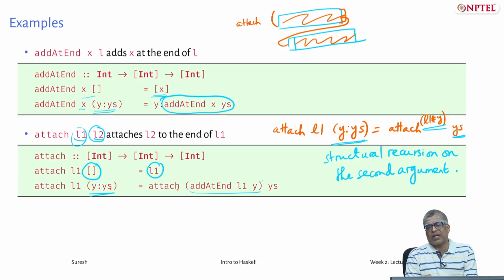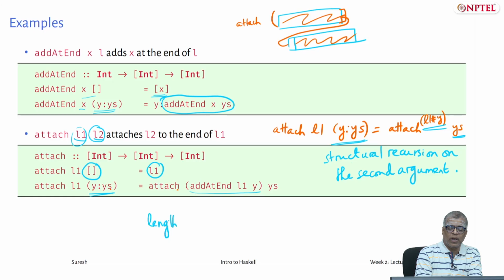You take the first element of the second list and add it to the end of the first list. That will take time proportional to the length of the first list. And then you take the next element of the second list and add it to the end. That will take once again time proportional to the length of the list. So on and so forth, and in general you will have to spend time proportional to length of L1 times length of L2.